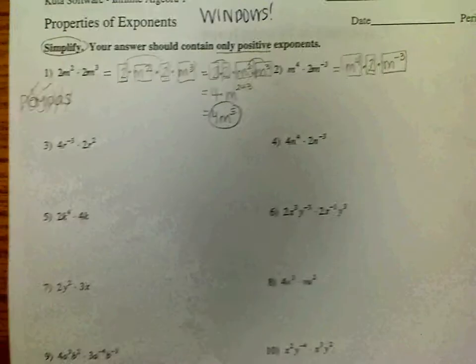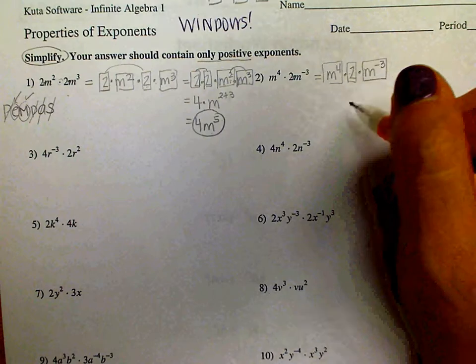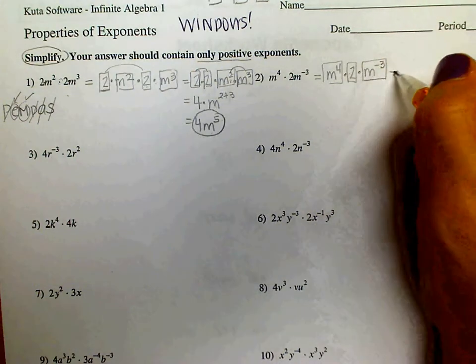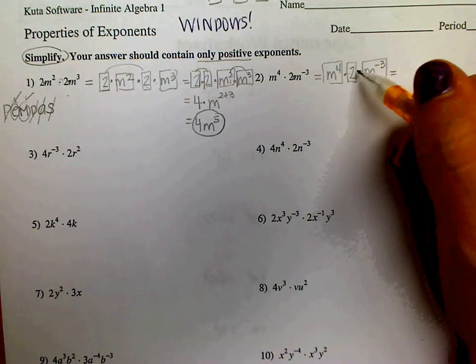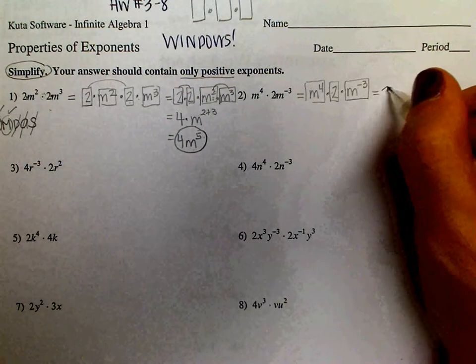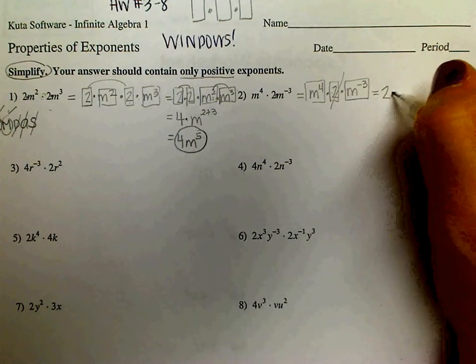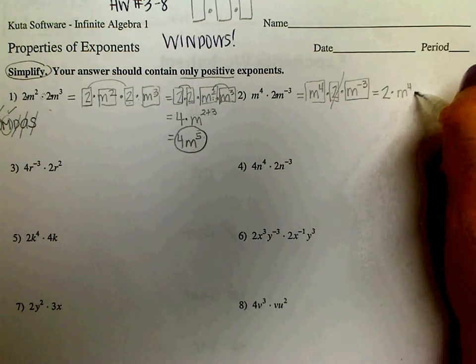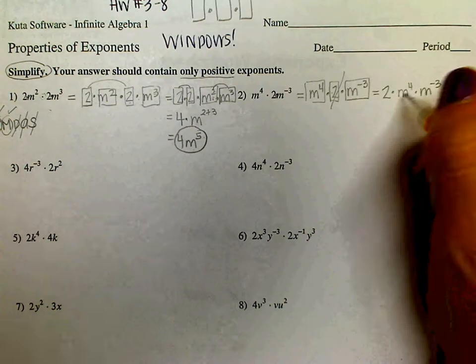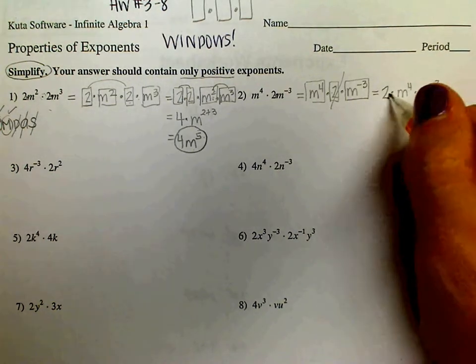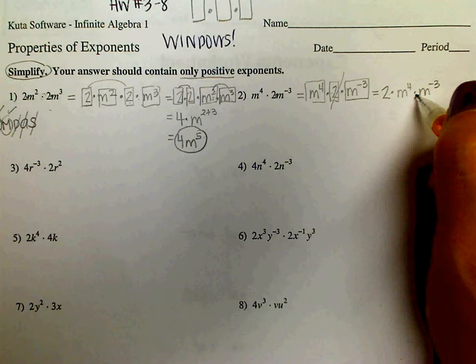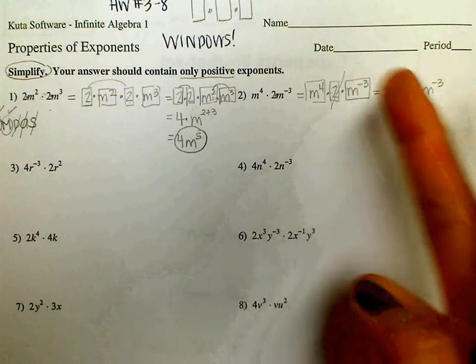Okay, and then I'm going to go ahead and put the 2 in the front. Since 2 is not going to get multiplied by anything, I'm just going to put it to the front. That's done with that. Times m to the 4th times m to the negative 3. Now it doesn't matter which order you put the m's, because multiplication is commutative. You can switch them around as much as you want.